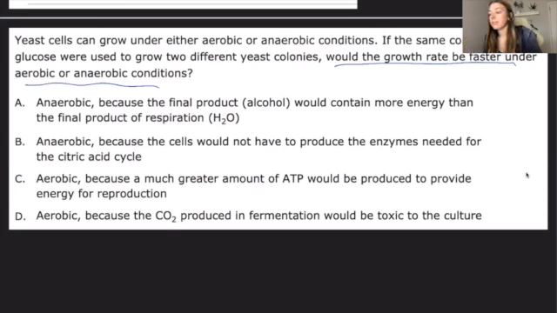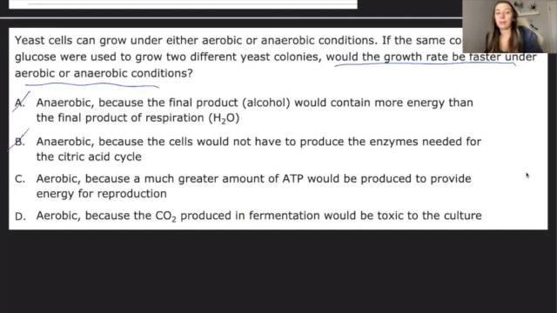A says anaerobic because the final product alcohol would contain more energy than the final product of respiration. Well, remember that those final products are not necessarily what we care about. We only care about the energy that's created in the interim. So no. B, anaerobic because the cells would not have to produce the enzymes needed for the citric acid cycle. I don't think that this is something that makes aerobic respiration less energy efficient, like having to produce those specific enzymes. We make so much more ATP with aerobic respiration. So I don't think that's a valid answer.